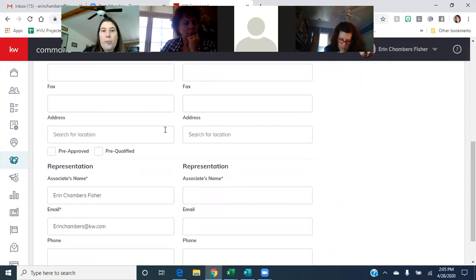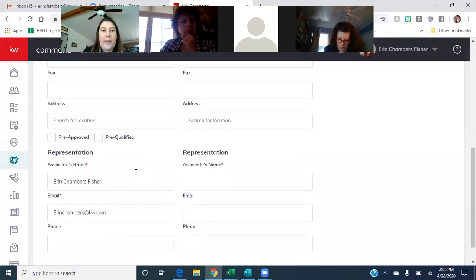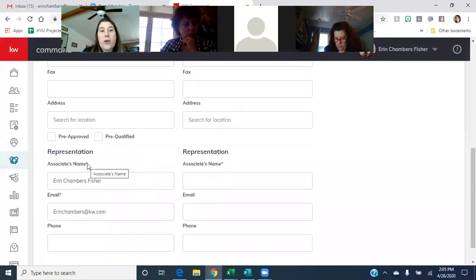I can put in their own personal addresses if I choose to. I can mark off if they're pre-approved, pre-qualified, and that. Now you'll notice certain fields have little red asterisks, and these little red asterisks are the fields that are mandatory. So any other fields obviously are optional. Just like in the green sheet, the red boxes were the fields that were mandatory. Here you'll see little red asterisks.